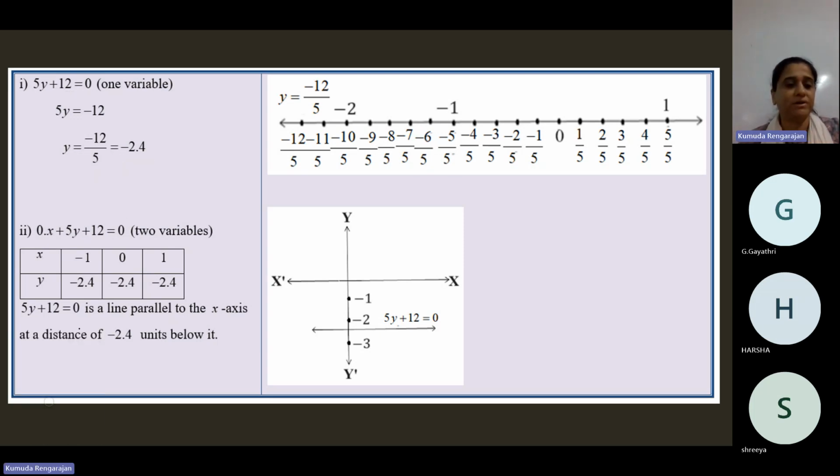Now make the table, the xy table. You can write it as minus 12 by 5, but for plotting purposes 2.4 is helpful, right? On the graph paper, to plot 12 by 5, 2.1, 2.2, 2.3, 2.4 will be helpful. So I've written 2.4. Instead of writing minus 12 by 5, write minus 2.4. So y is equal to minus 2.4 means y is always minus 2.4 for any value of x.